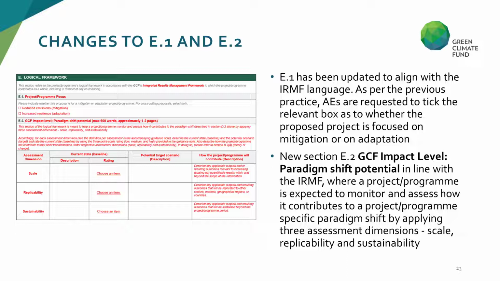A new section, E.2, on GCF impact level, paradigm shift potential has been brought in. And that is in line with the IRMF, where a project program is expected to monitor and assess how it contributes to a project program specific paradigm shift by applying three assessment dimensions: scale, replicability, and sustainability.